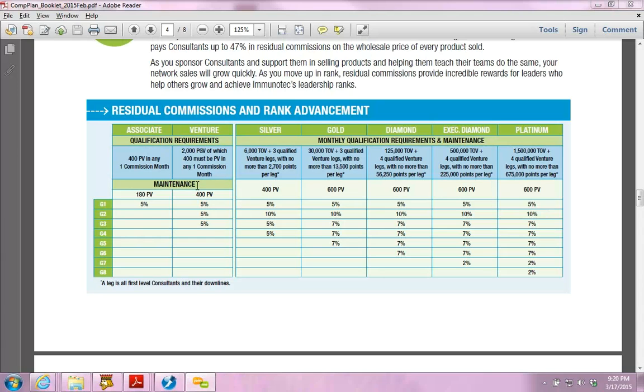But the advantage, why do we want to be a venture? Because the venture not only they get paid on their first generation.